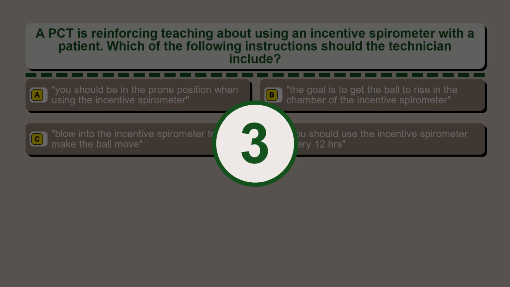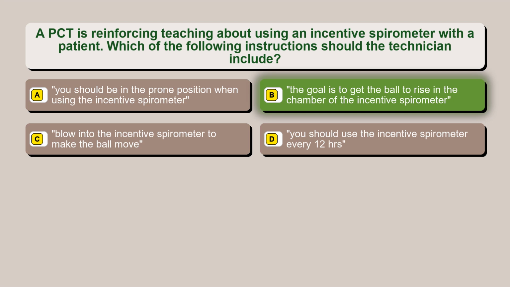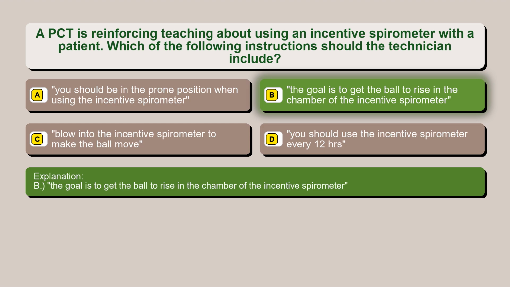The correct answer is option B, the goal is to get the ball to rise in the chamber of the incentive spirometer. B, the goal is to get the ball to rise in the chamber of the incentive spirometer.